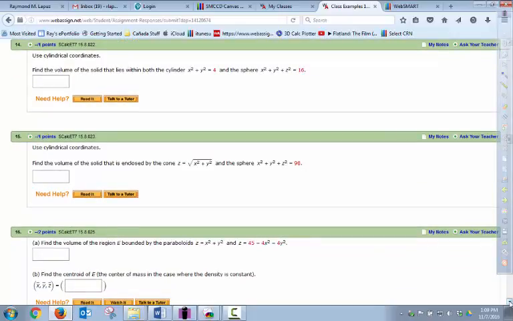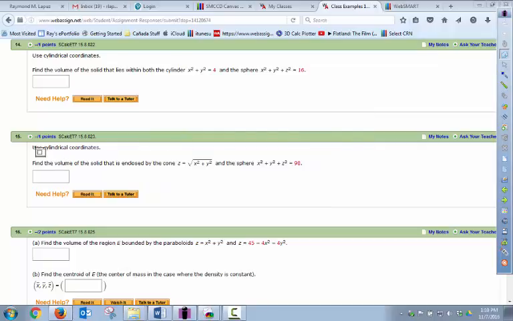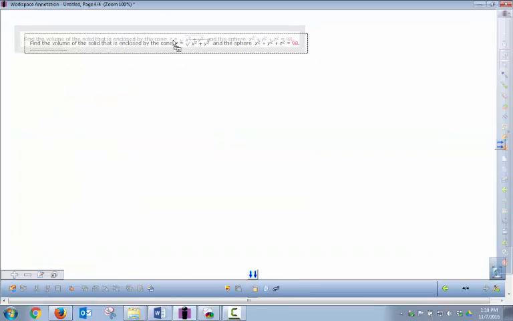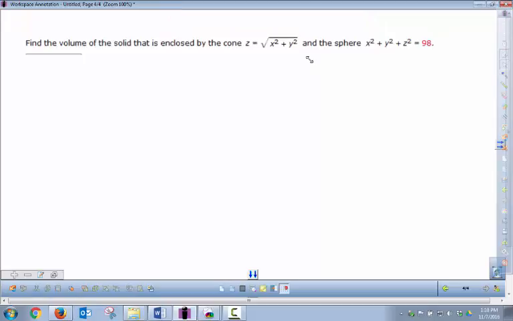Let's do number 15. Looks interesting. So remember, when we're using triple integrals in cylindrical coordinates to find the volume, the integrand is going to be 1. Find the volume of the solid that is enclosed by the cone and the sphere.